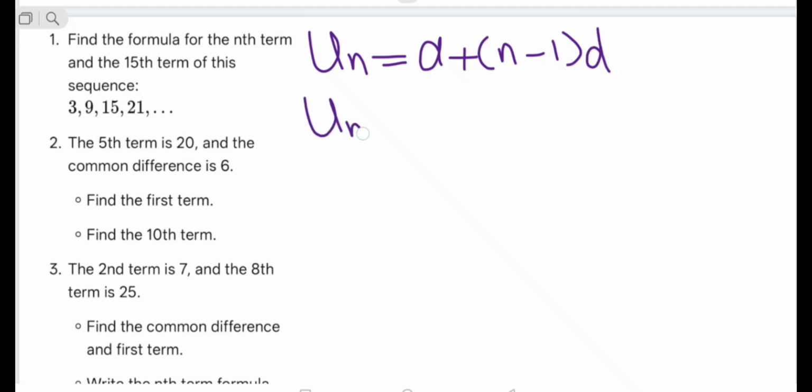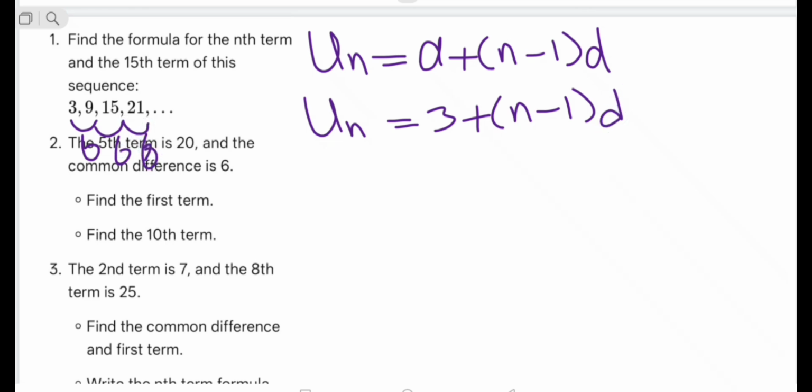N we don't know because it is the number of term. A is given, the first term, which is 3, plus n minus 1. What is the D? What is the difference? 3 plus what equals 9, which is 6. 9 plus what equals 15? 6. 15 plus what equals 21? 6. So the D is 6.